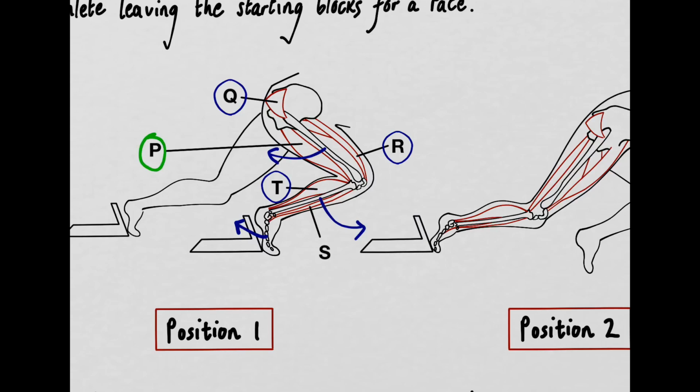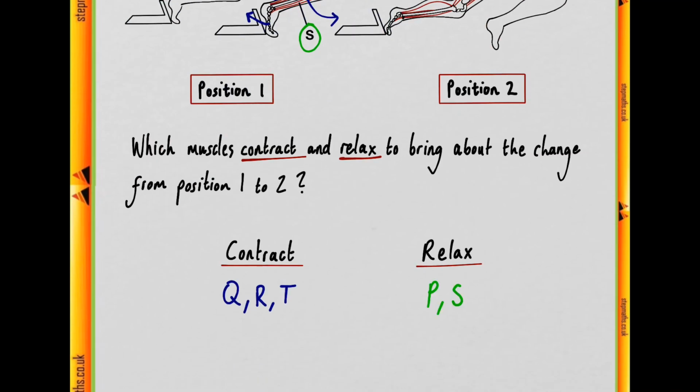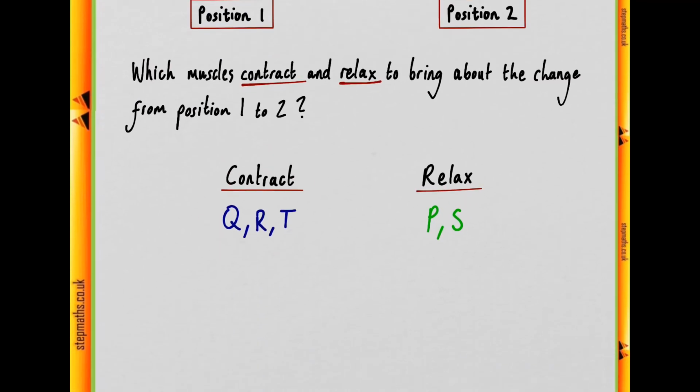So P is antagonistic to R, and S is antagonistic to T, since it mediates more flexion at the ankle joint as opposed to more extension, which is what T mediates. So we have our answer that P and S relax and Q, R and T contract, and this corresponds to option C in our answer table, therefore our answer is C.